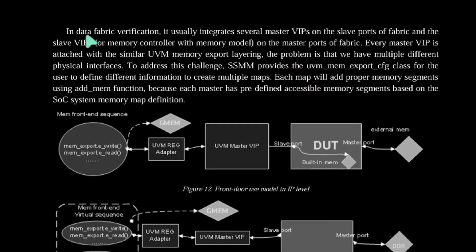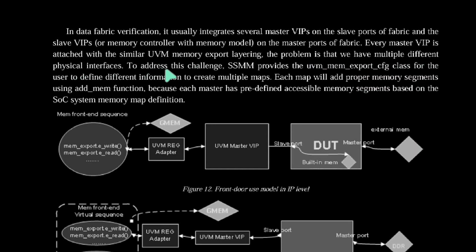The data fabric verification usually integrates several master VIPs on the slave port of the fabric, and the slave VIPs, or memory controller with the memory models, on the master port of the fabric. Every master VIP is attached with a similar UVM memory expert layering. The problem is that we have multiple different physical interfaces.